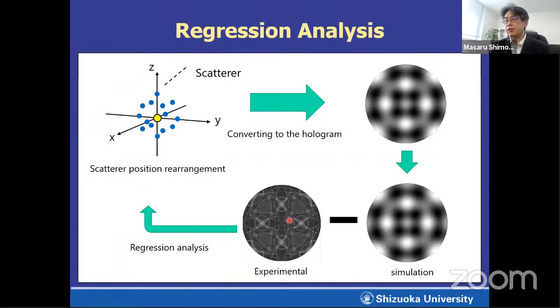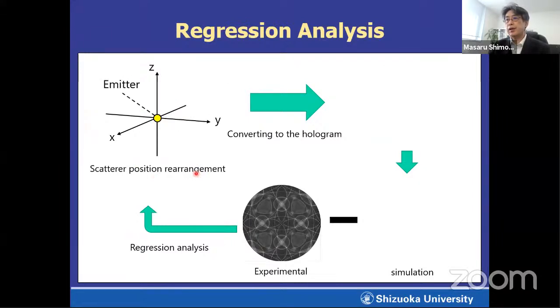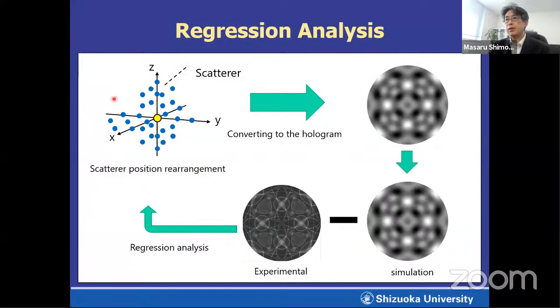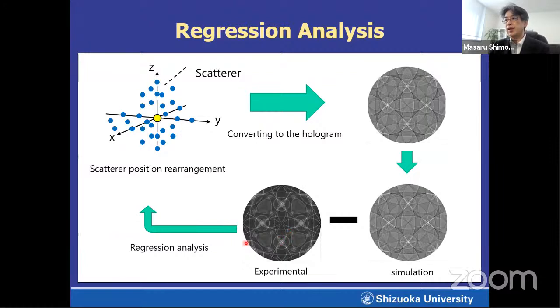Then we subtract them. Then regression analysis starts. Then the scatterer position rearrangement is done like this. We move the positions of the scatterers, then observe the difference between them. And finally, if the pattern becomes similar, then we can conclude the scatterer positions agree between the experiment and simulation. This is the process of regression analysis.